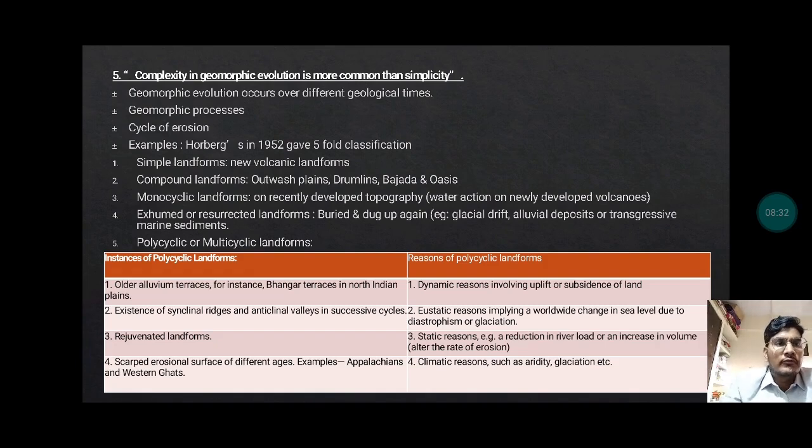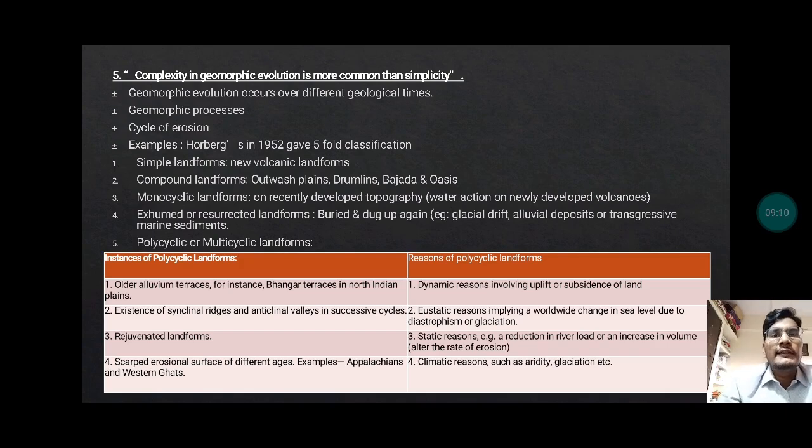Second example is from mountains. Mountains can be simply characterized in the form of ridges and valleys. Generally in the Himalaya there are synclinal ridges and anticlinal valleys. But in the next successive cycle, maybe due to compressional force or tensile force, it may be the case that anticlinal ridges and synclinal valleys are formed. So these are the continuous cycles which can create polycyclic landforms on the surface of the Earth.